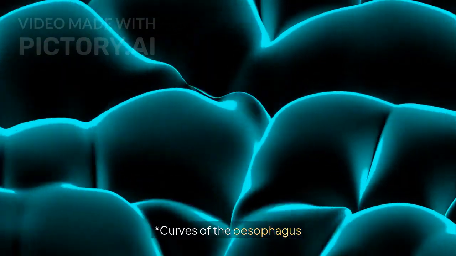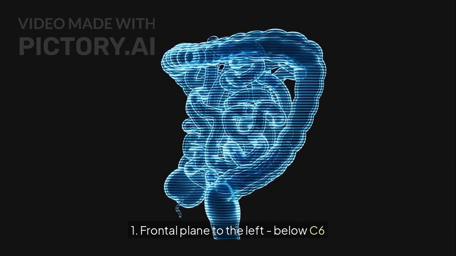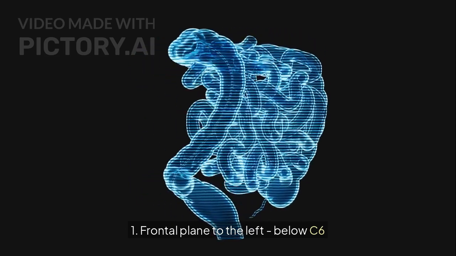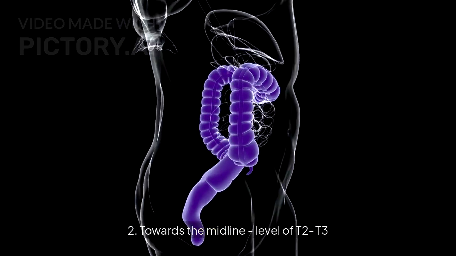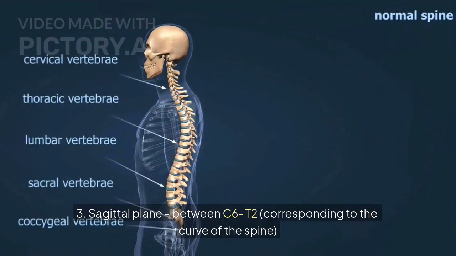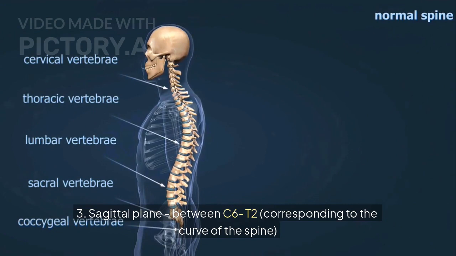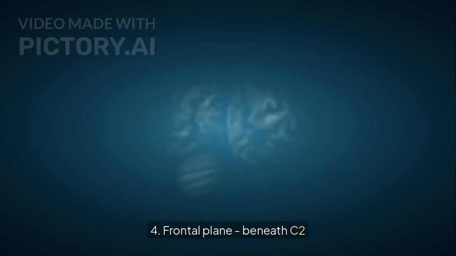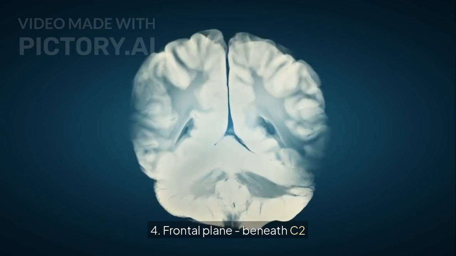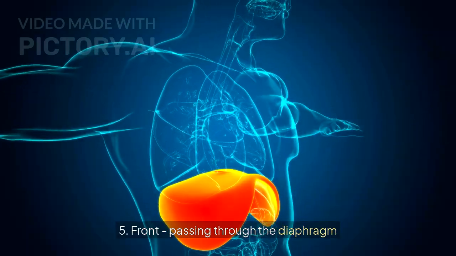Curves of the esophagus. 1. Frontal plane, to the left below C6. 2. Towards the midline at the level of T2-T3. 3. Sagittal plane between C6-T2, corresponding to the curve of the spine. 4. Frontal plane beneath C2. 5. Front, passing through the diaphragm.